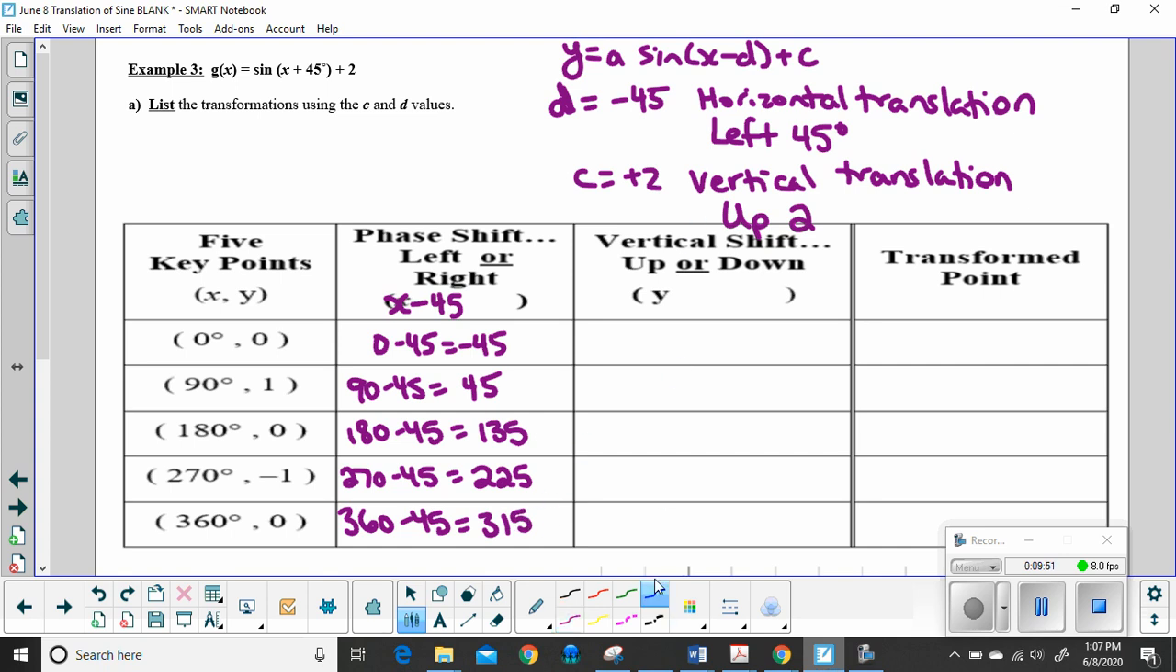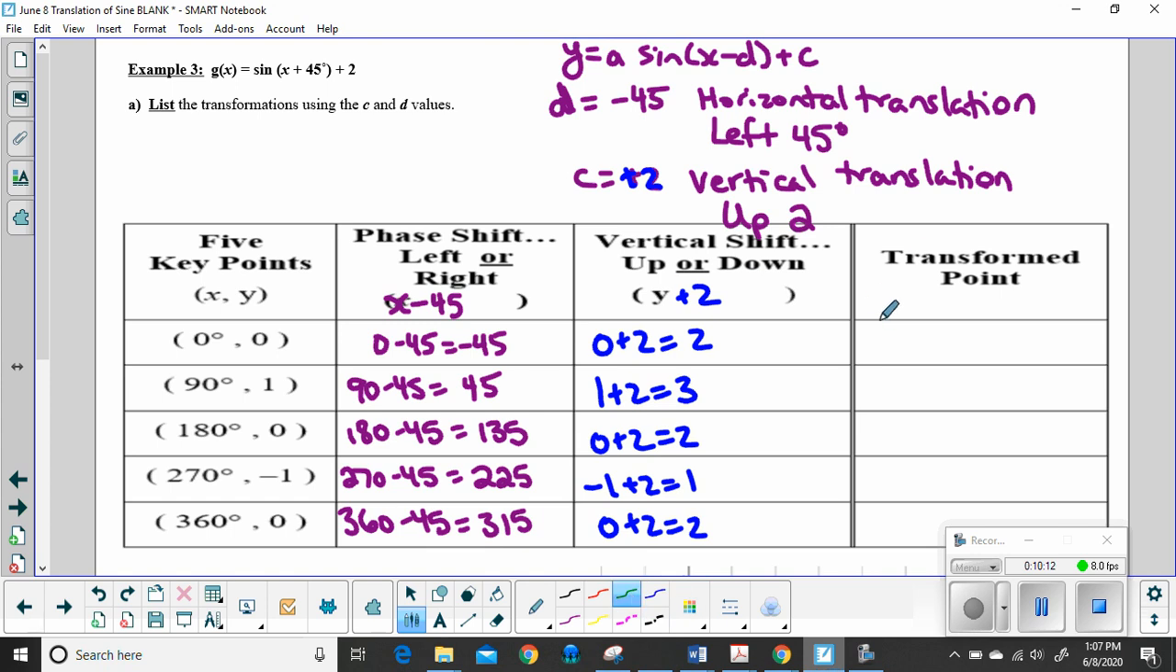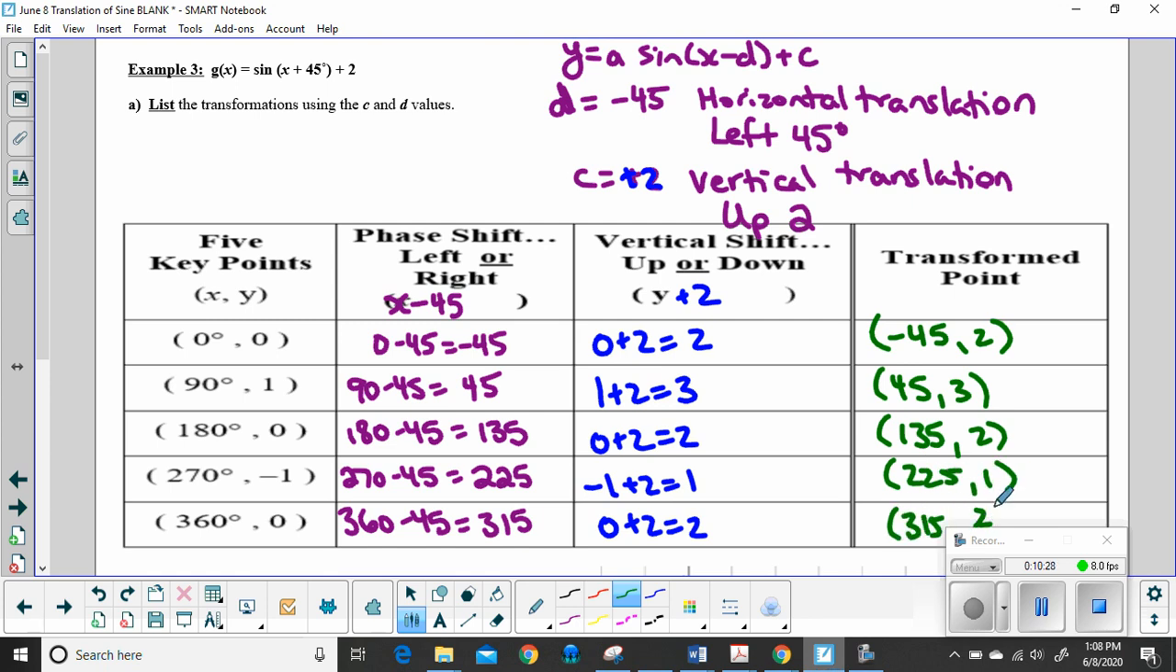Okay. Y values, since we've got this plus 2, I'm going to have to take my y plus 2. So I've got 0 plus 2 gives me 2. 1 plus 2 gives me 3. 0 plus 2 gives me 2. Negative 1 plus 2 gives me 1. And 0 plus 2 gives me 2. So my new points, the ones I'm going to graph, are negative 45, 2, 45, 3, 135, 2, 225, 1, and 315, 2.